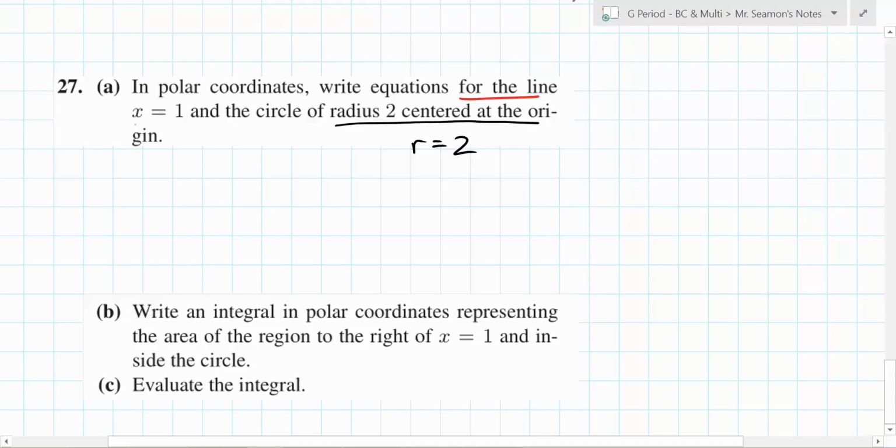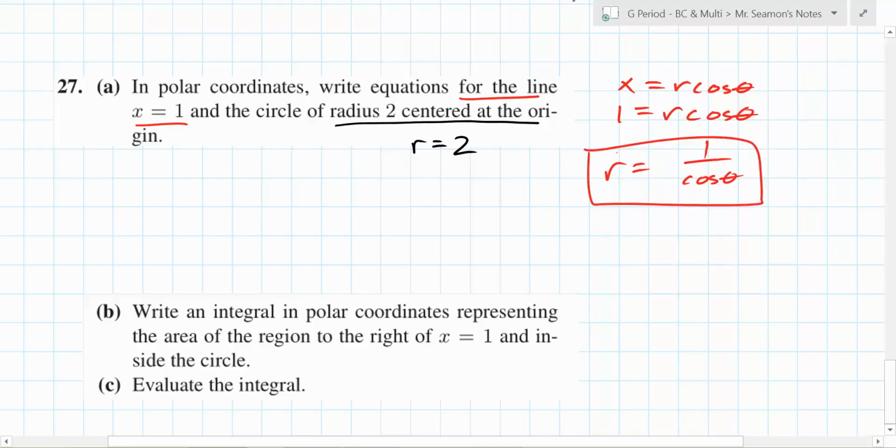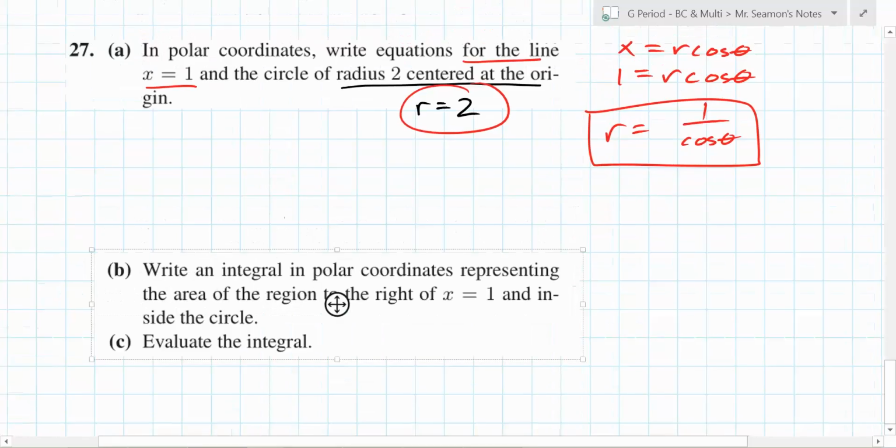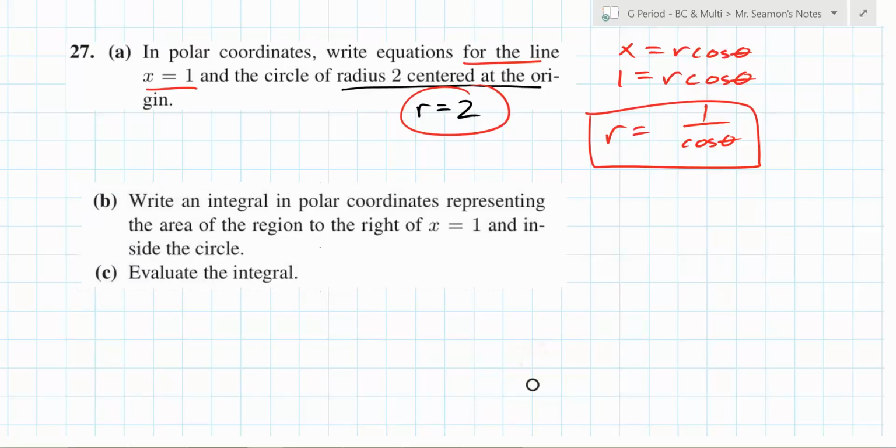Now, the equation for a line at x equals 1. You know that x is equal to r cosine theta, so what do you substitute in for what? You know 1 is equal to r cosine theta, but you want this in terms of... you want to isolate which variable? So r is equal to 1 over cosine theta. So you now have the 2 equations that you need right there and there.